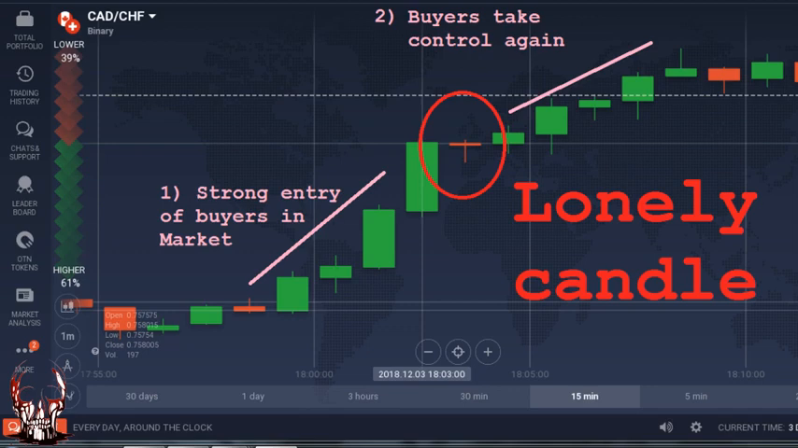Second is lonely candle. Lonely candle is also a strong SNR. Lonely means alone. In market, if buyers are present and suddenly some sellers come to market and then buyers take control again, this red candle, which indicates the sellers in market, is called lonely candle. Why is it a strong SNR? Because buyers were in good power and pulled the market in upward direction. Then this one guy entered the market, spent his money and stopped all the previous pressure on his own. So this alone candle is called lonely candle.